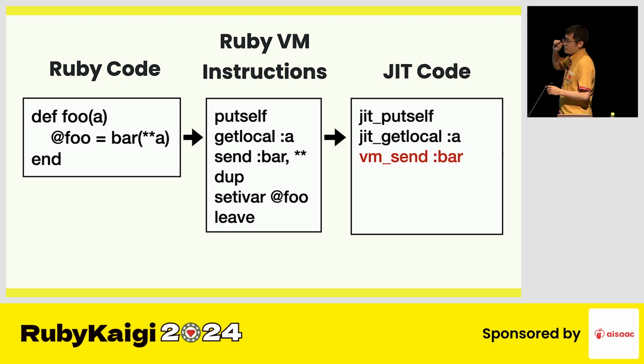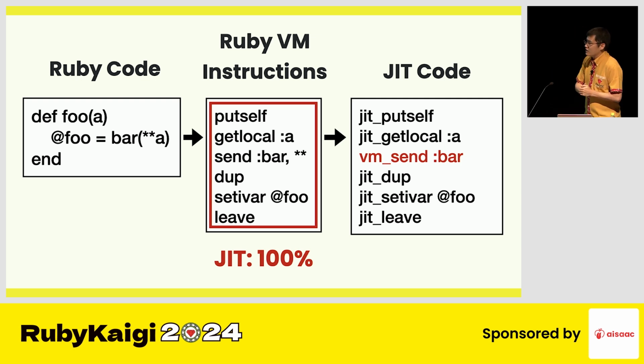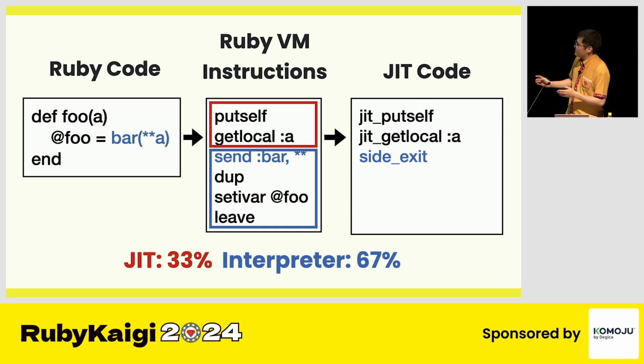So if you call the virtual machine's method call implementation here, what happens is after that instruction, there's an instruction that could be optimized by YJIT. Because we no longer exit this JIT code in this method, the instructions following this method call can also be optimized. So now the ratio in YJIT becomes 100%, from 33%. So there are a lot more optimizations in the single method.